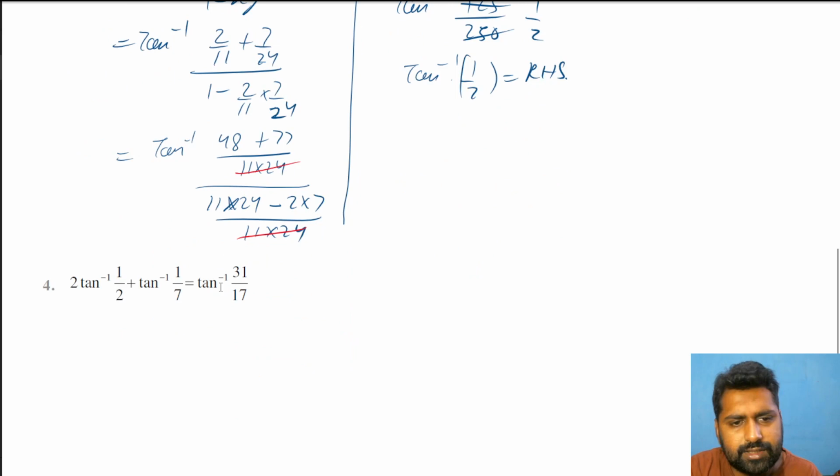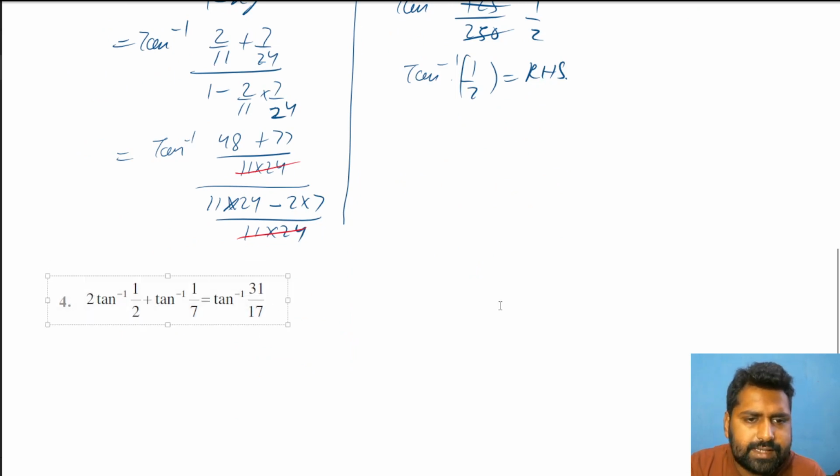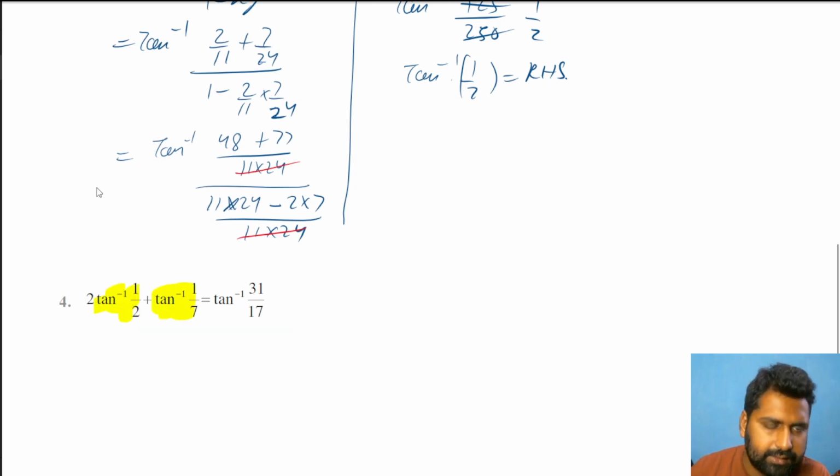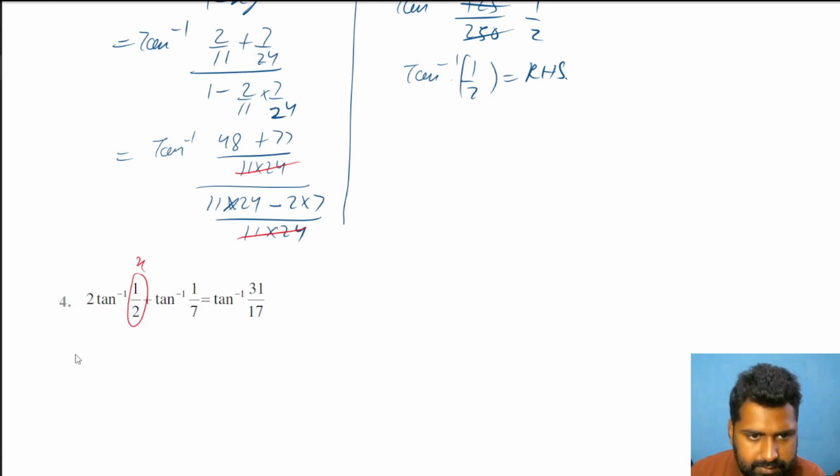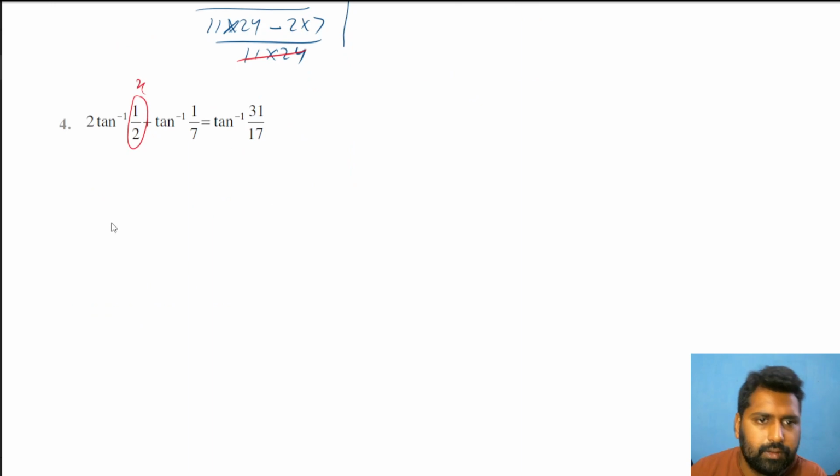This one has 2 tan inverse something, like this. Now this time we cannot add this tan inverse with this tan inverse. The reason is this 2 present outside won't allow it, because the property is tan inverse x plus tan inverse y. So what we do? First we have to simplify 2 tan inverse x. The property goes like this: 2 tan inverse x is tan inverse 2x upon 1 minus x square.